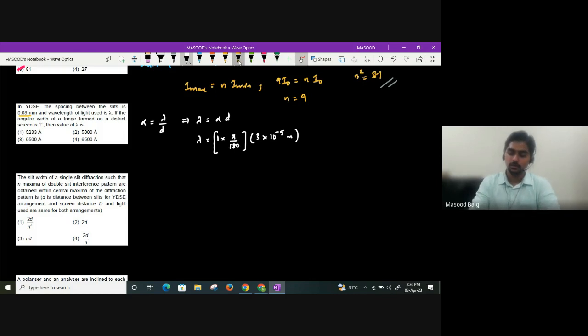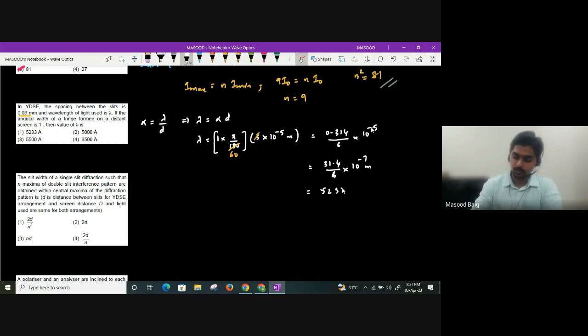So what we can do: 3 ones, 360s you will get. So you have almost 3 here, 3.14 we have. So I can write it as 0.314 divided by 6 into 10 power minus 5 into 100 by 100. If I do, you will get 31.4 divided by 6 into 10 power minus 7 meters. So what are we going to get? 5.2 something, so 5233, I think. So this will be 5233 angstrom. Clear, everyone?